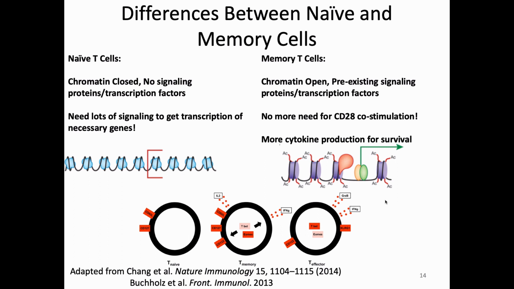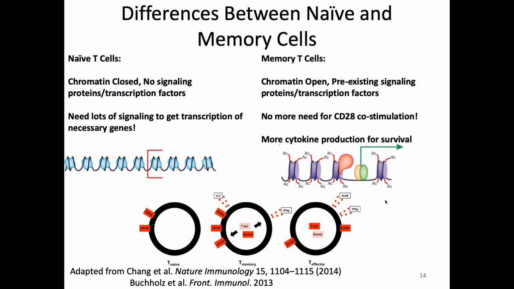In memory cells, the chromatin is open. The cell has been activated. It's been told you're a good cell. And so it leaves that chromatin more open. It also often already has things like T-bet or other transcription factors that it just leaves sitting around. So it's already got its transcription factors. It's already got signaling proteins. It's already got the DNA that it needs kind of accessible. And so what that means is it doesn't take very much to stimulate that cell.